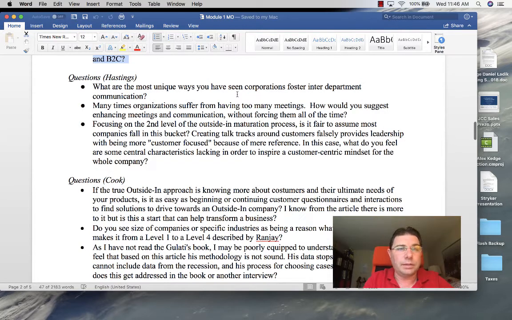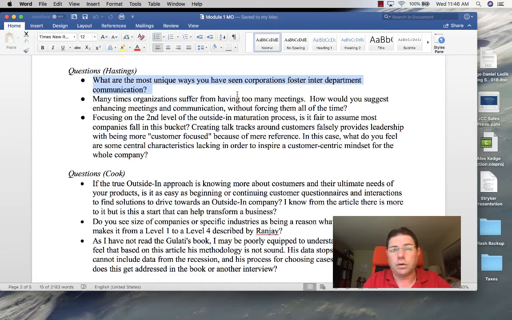All right, Team Hastings. What are the most unique ways you have seen corporations foster interdepartment communication? By killing the silo. Why is there a marketing department and a finance department and an IT department? Both in the two articles that are coming up in this module, and especially articles towards the end of the semester, we're going to see the abdication of merging of silos.